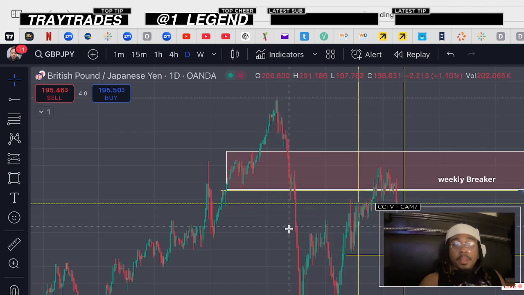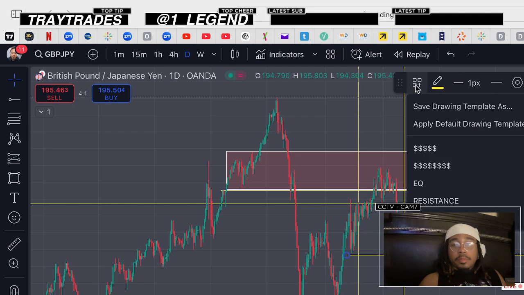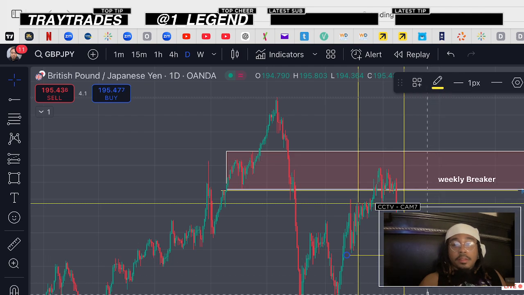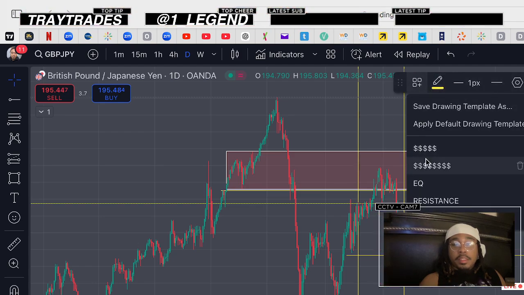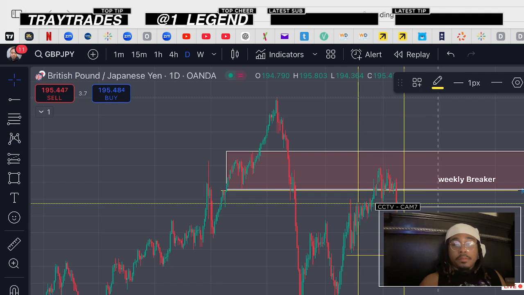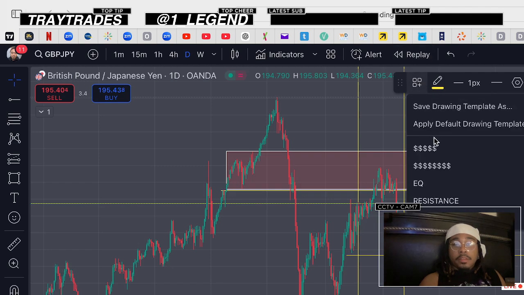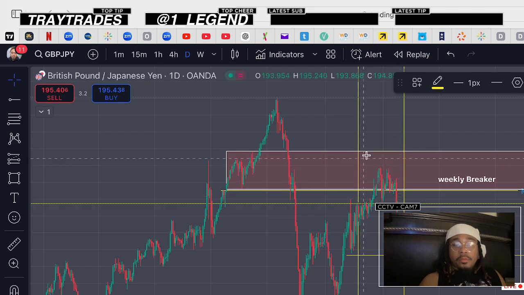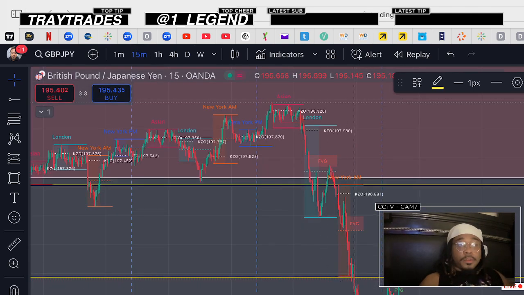Let me get some of this makeup off the charts. I'm going to keep this here because we can use these as TP levels. When you see the money signs, just think of liquidity, right? Now remember the vertical yellow line, that's when we get into the weekly breaker. Let's go to the 15 minute and see what happens.